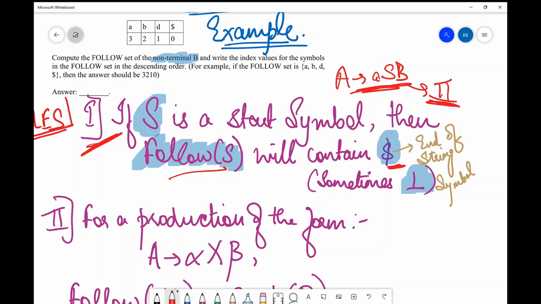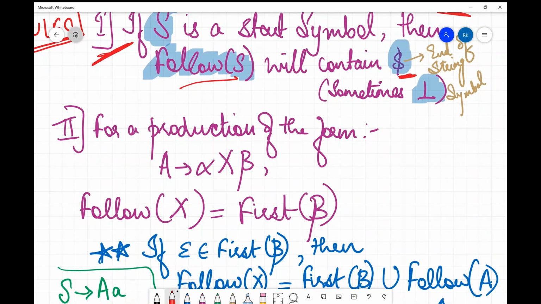Then the second rule over here is for a production of the form A goes to alpha x beta. Follow of x is first of beta, and we have already studied all the rules of first of beta, so I'm not going to discuss it over here. The rules for finding first, you have a separate video for that, you can please view that.